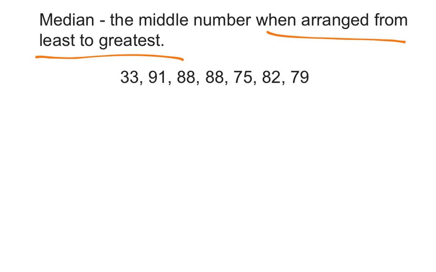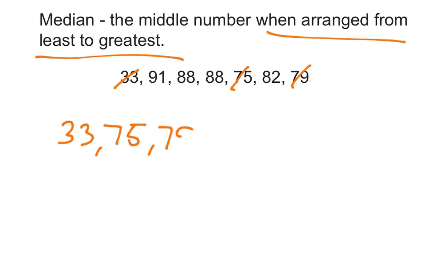So this is what I expect to see here. I expect you to take these numbers and order them from least to greatest. So I start with the smallest one, which is 33. So I'm just going to rewrite them. After 33 comes, well, I have a number in the 70s, so that's 75. I like to cross them off as I go so I know I don't miss any.